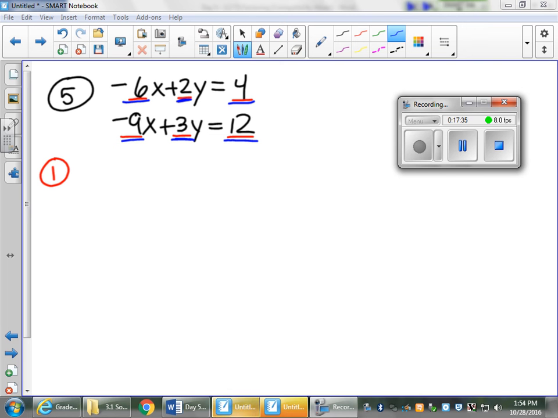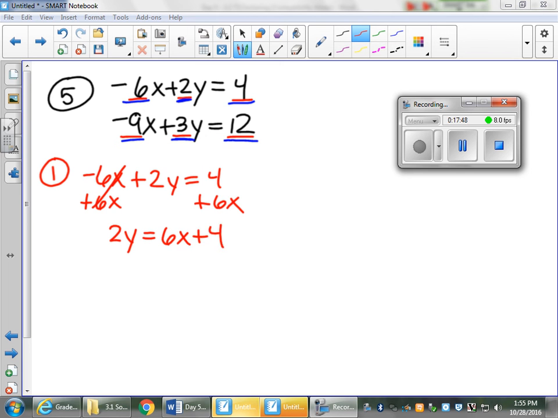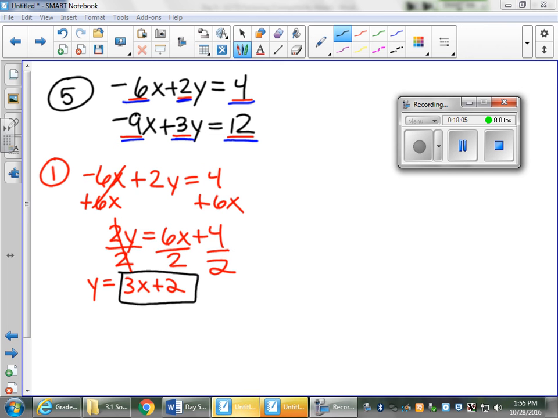So I'm going to pick the top equation, and we're going to isolate the y. So we're going to add over the 6x. 2y will equal 6x plus 4. And divide everything by 2. So y will equal 3x plus 2. Step 1 is done. We have isolated. Step 2, substitute. So we're going to substitute the 3x plus 2 into the other equation for y.